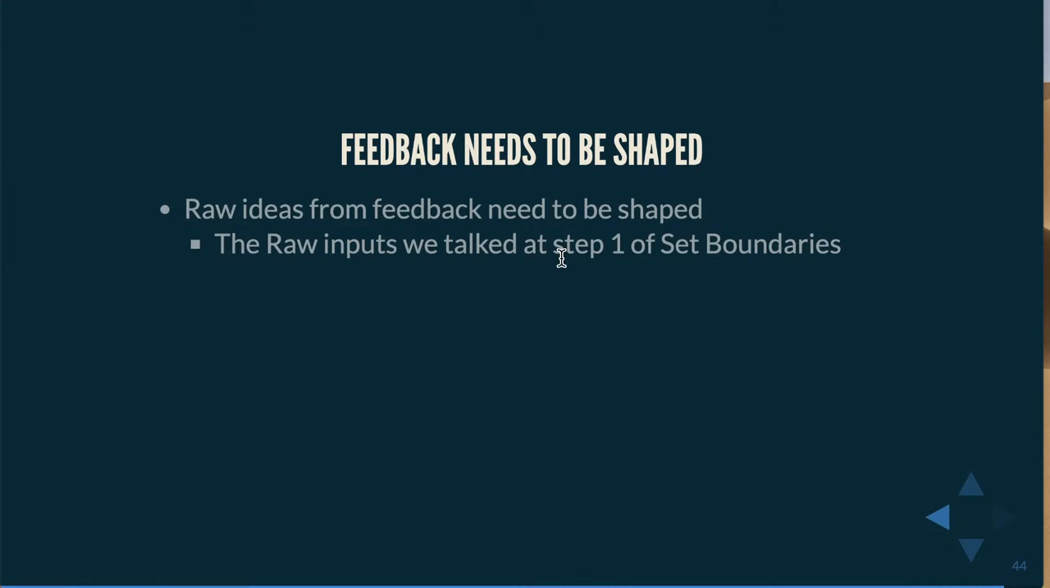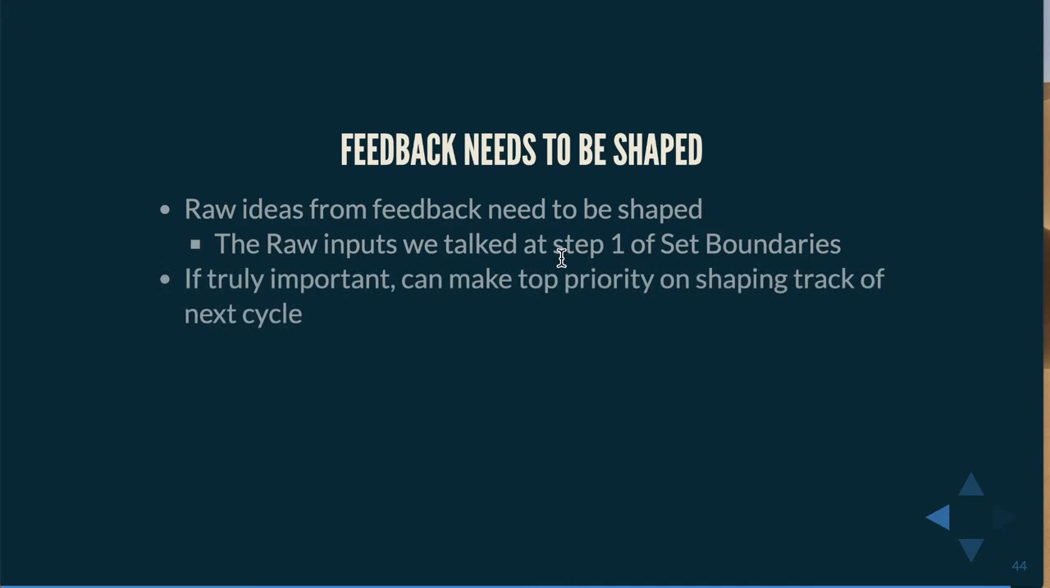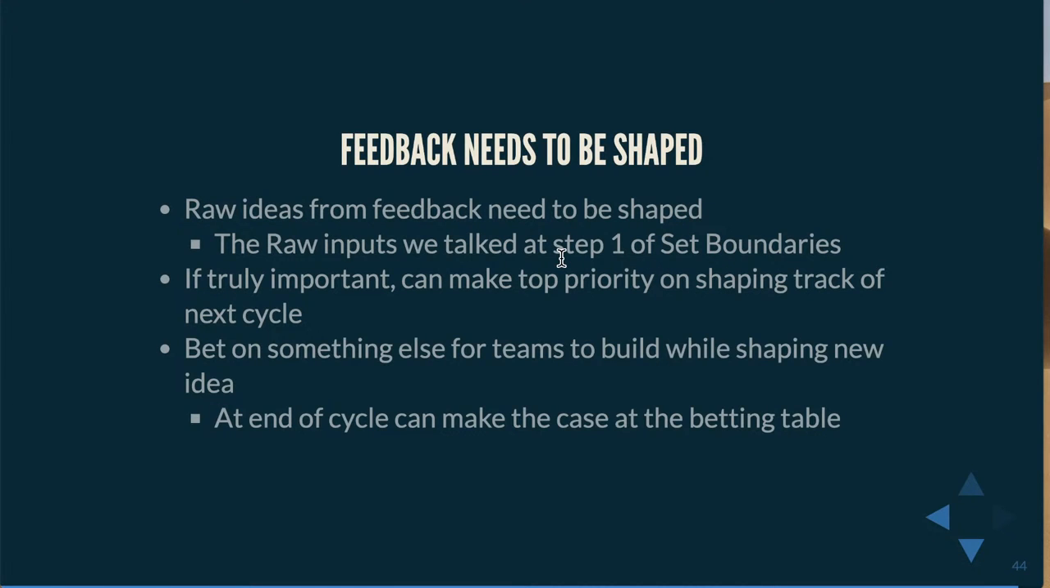So raw ideas from feedback need to be shaped. And if we remember back, step 1 of setting boundaries, that was the raw input when we were trying to learn to shape stuff. So if such requests are truly important, we can make them the top priority on the shaping track of the next cycle. And while we're shaping that thing that might be important, you can bet on something else for the team to build. And at the end of the cycle, of course, we make the case at the betting table.